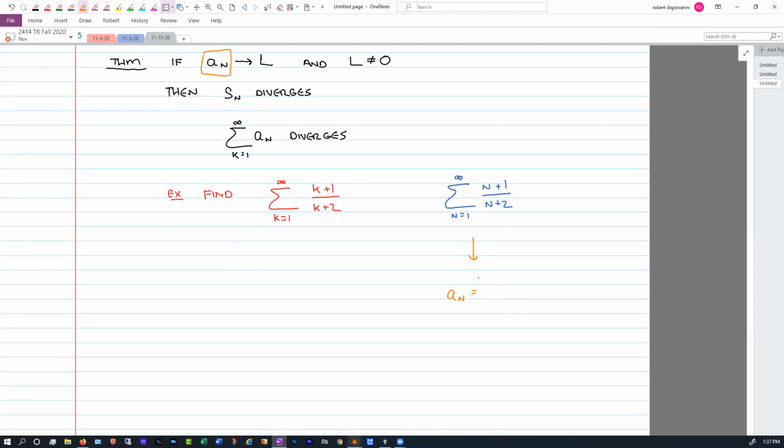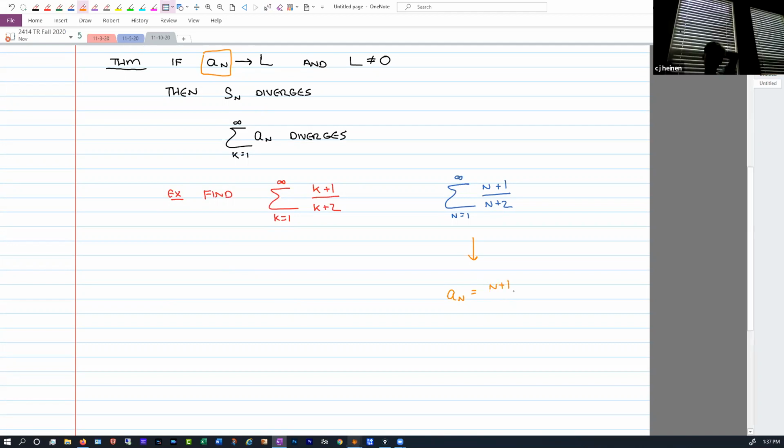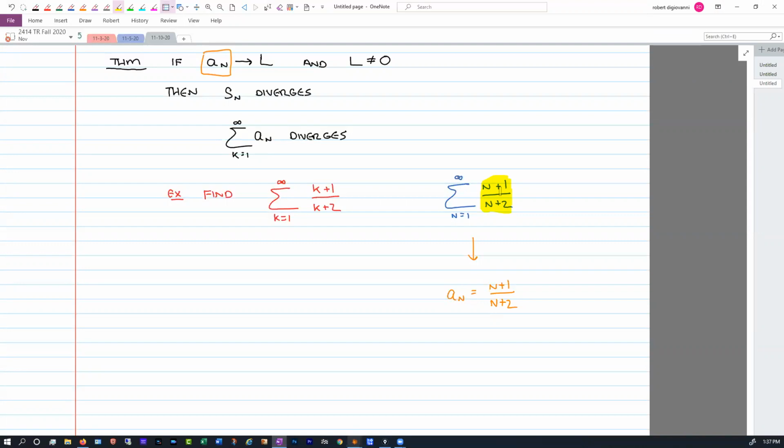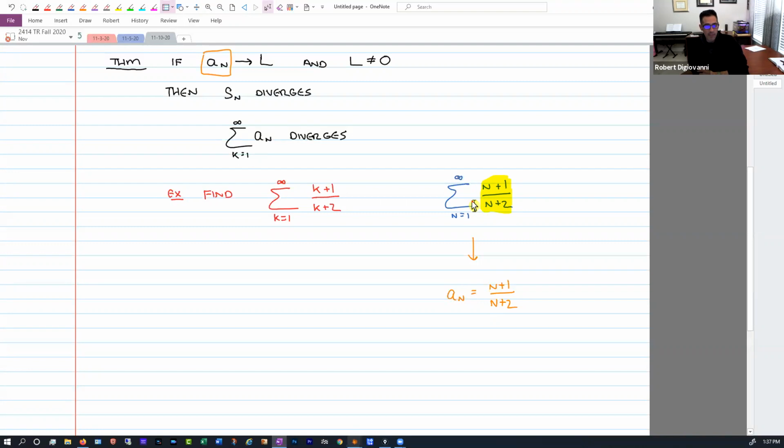What's the thing that we're adding up? It's n plus 1 over n plus 2. Okay, all a sub n is this piece right here. That's a sub n. So basically the whole thing is a sub n. And then remember, this just means we're adding them all up, right? So this is like the original sequence. That's the original sequence, that's a sub n, and the sum means we're going to add them all up.